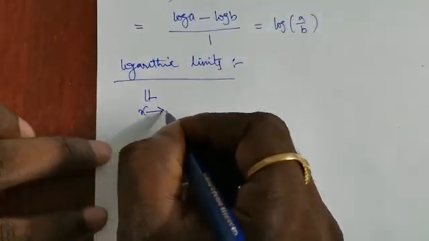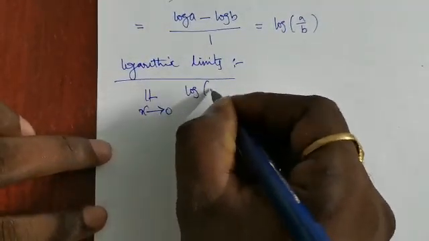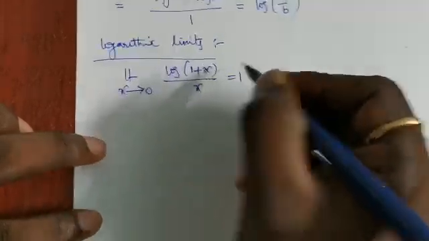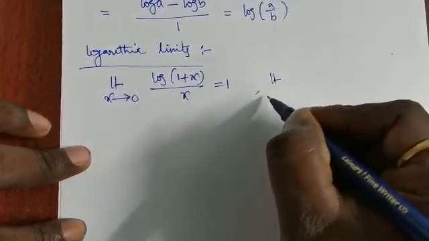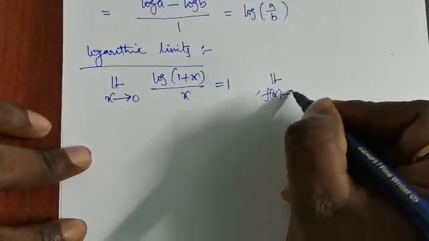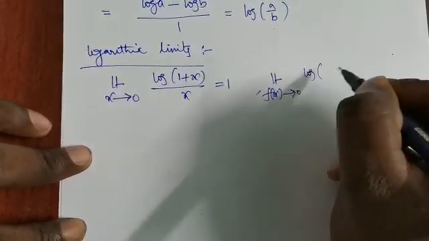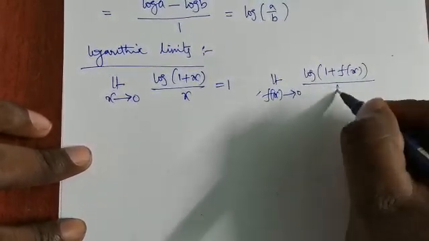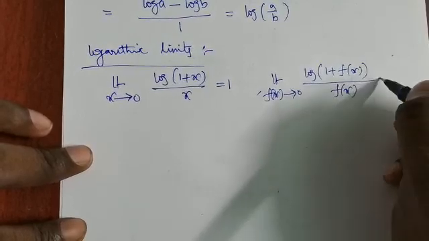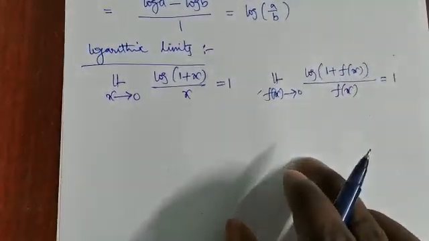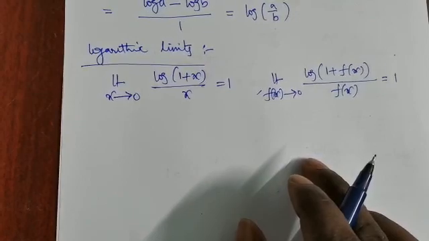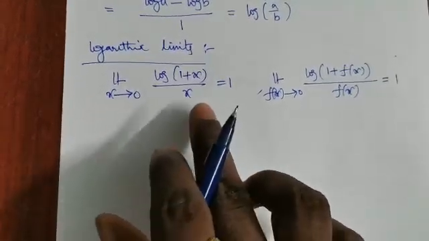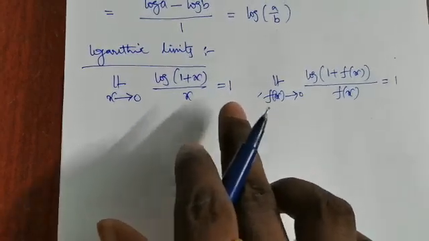First one is limit x tends to 0, log of 1 plus x by x, which is equal to 1. In a similar way, limit f of x tends to 0, log of 1 plus f of x whole divided by f of x is also equal to 1. So by using L'Hospital's rule, we will get these results.